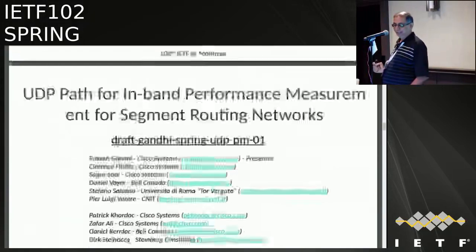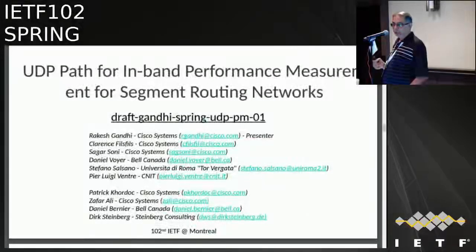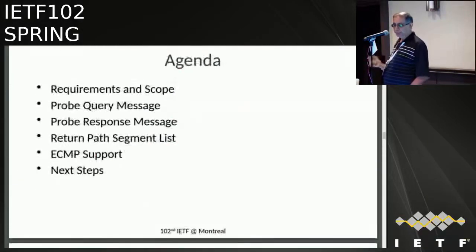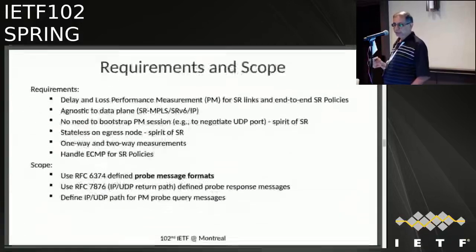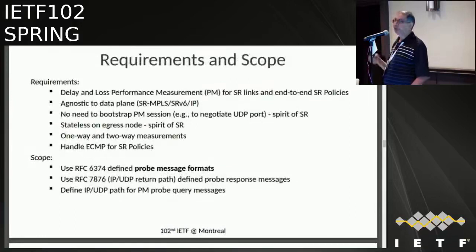This draft is for defining the UDP path for sending the queries, presenting on behalf of the authors and contributors. The requirement is loss and delay performance measurement that is agnostic to the data plane, and we don't need to bootstrap PM sessions to negotiate the UDP port. That's the spirit of SR. It's stateless on the egress node, supports one-way and two-way measurements, and handles ECMP scenarios. The scope is that we will use the 6374 probe message formats as well as the 7876 UDP reply, so we are basically getting the UDP ports for the delay and loss measurement.